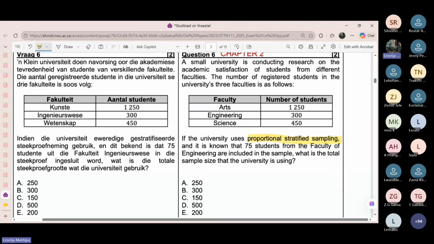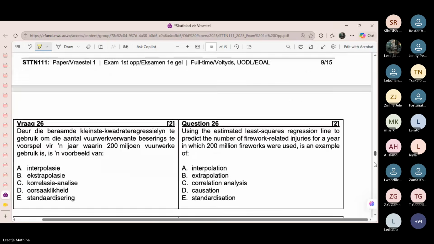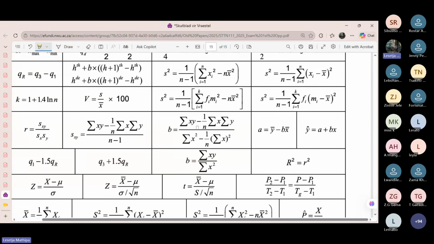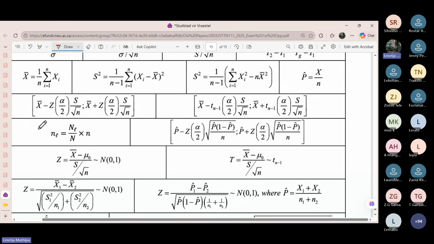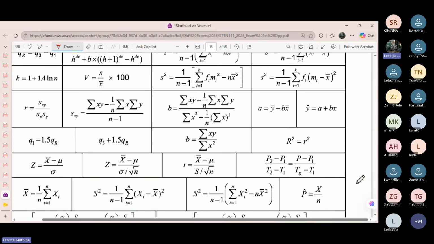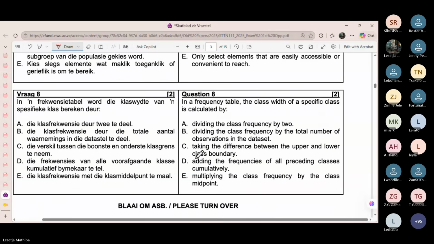Look at the faculty of arts, that 1,250. We know that with stratified random sampling, you're going to use this formula. Let me show the formula that we are going to use. This is the formula, the one with a small letter n i and capital letter N i. You're going to use this formula under stratified random sampling. So let's go back to the question again.